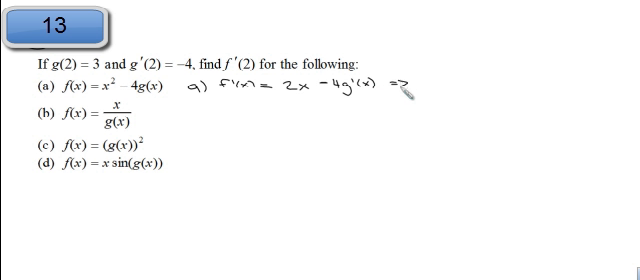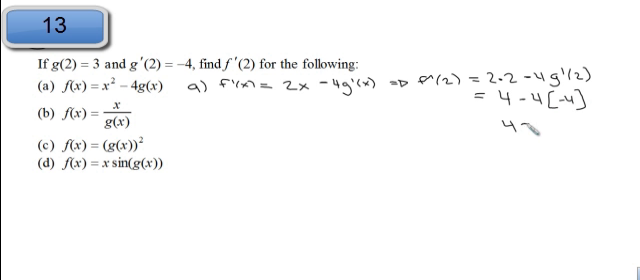So f prime of 2 would be 2 times 2. Everywhere I see an x, I'm substituting a 2. F prime of 2. So that would be 4 minus 4 times g prime of 2, which is negative 4. So we have 4 plus 16, or 20.